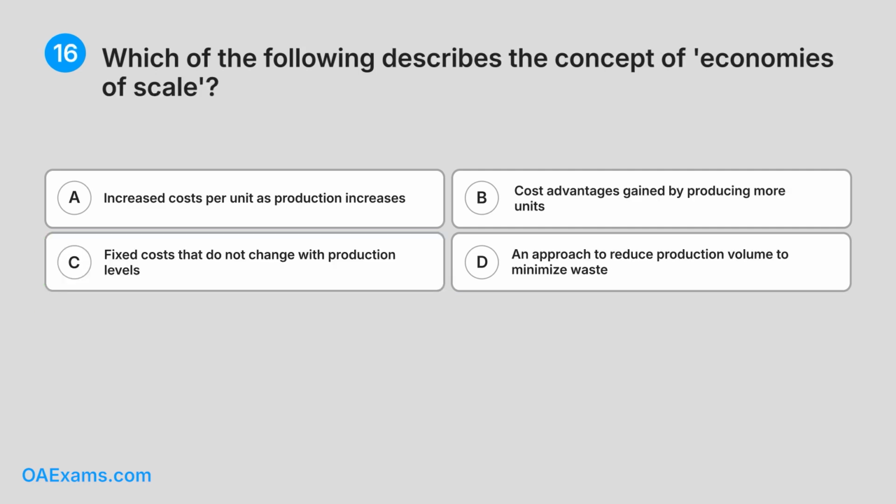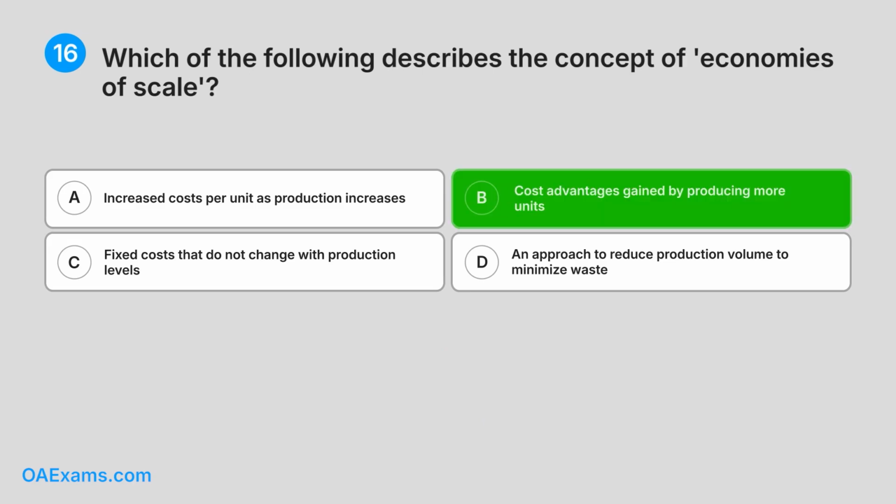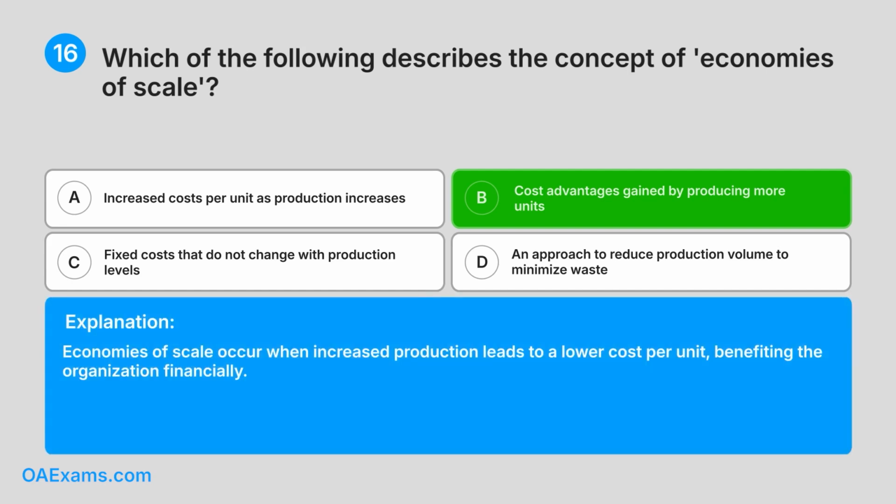16. Which of the following describes the concept of economies of scale? A. Increased costs per unit as production increases. B. Cost advantages gained by producing more units. C. Fixed costs that do not change with production levels. D. An approach to reduce production volume to minimize waste. Do you know the answer? Correct answer. B. Cost advantages gained by producing more units. Explanation. Economies of scale occur when increased production leads to a lower cost per unit, benefiting the organization financially.